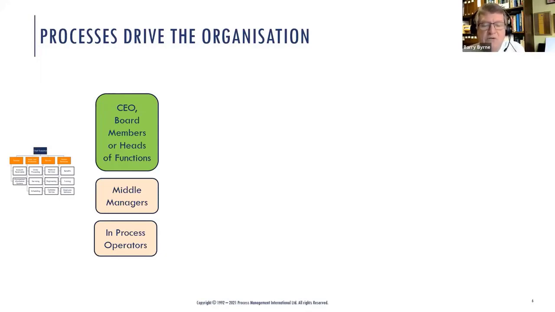But because we believe processes are critical assets, they need to be owned and managed like any other. So as you're looking at your own organogram, and here is a typical organogram with the CEO, the members of the board or heads of functions, our middle management, and the in-process operators. In other words, those who are working in process where the work is done.